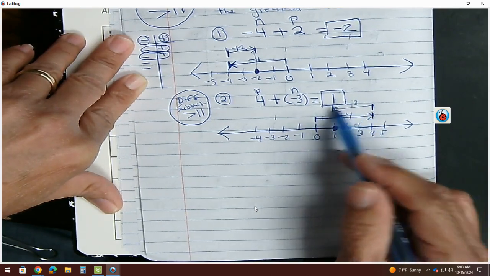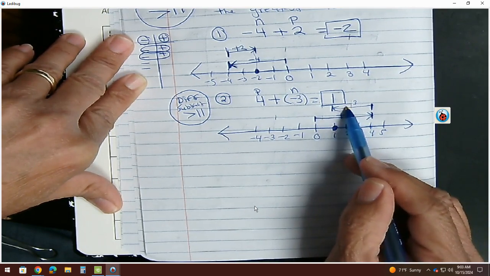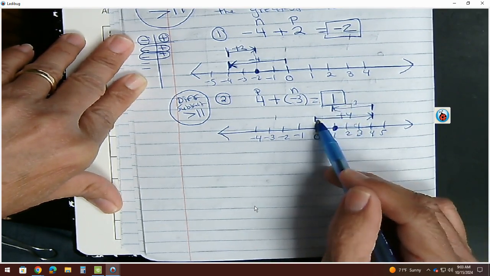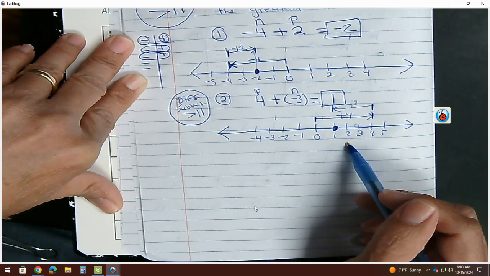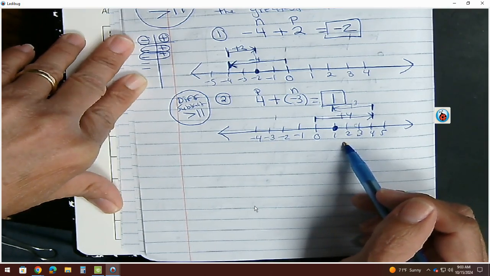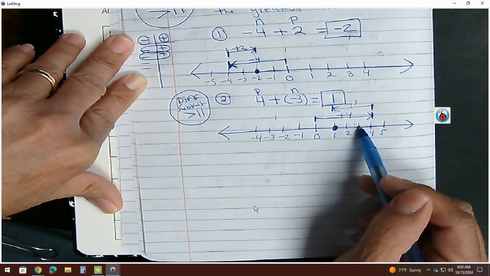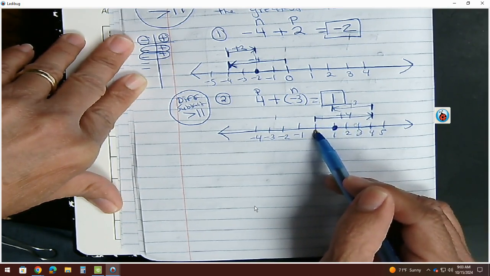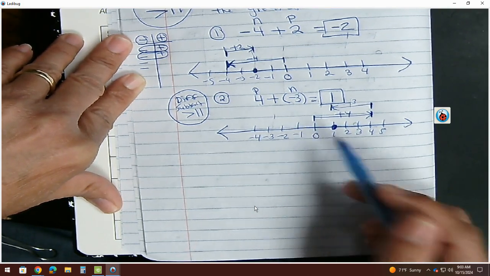There's no way you're going to end up in the negative world because you only lost what? 3. You were at 4. How much would you have to lose to end in the negative world? 5. I would have to go 1, 2, 3, 4 to get my 0 pairs, and then an extra 1. Then I end up in the negative world.